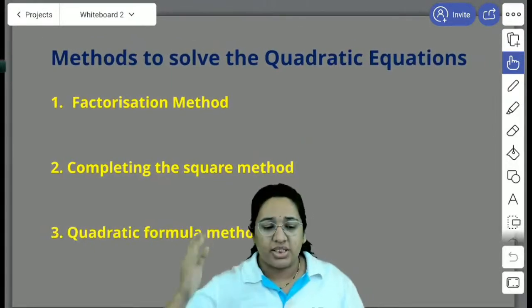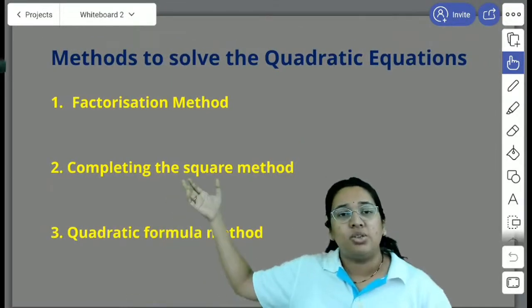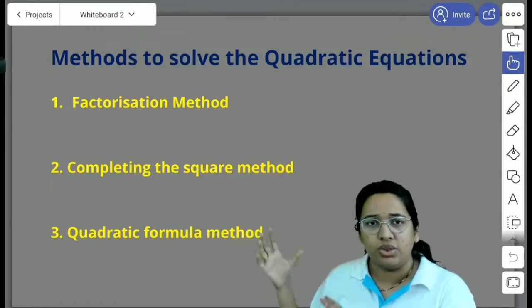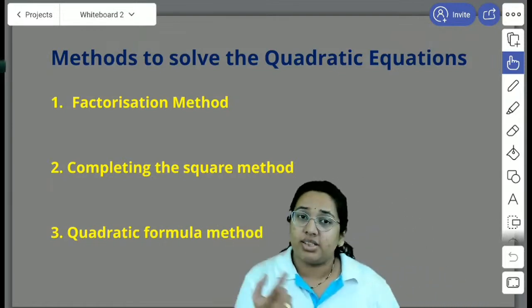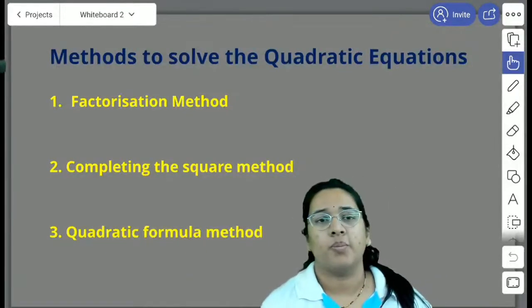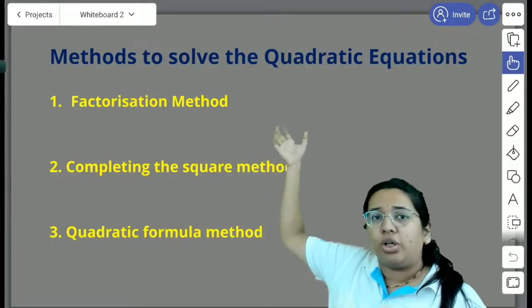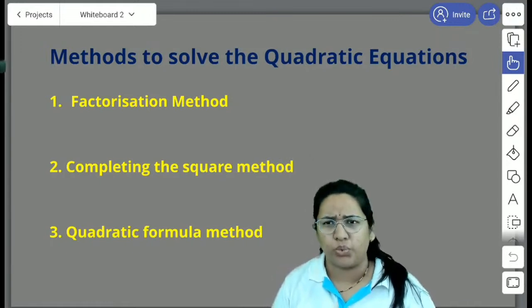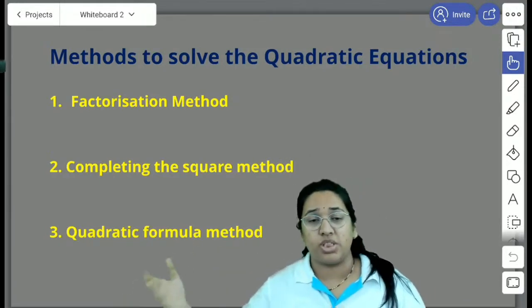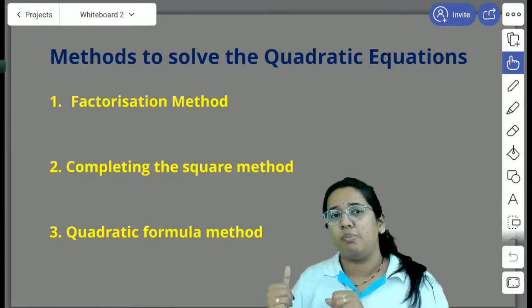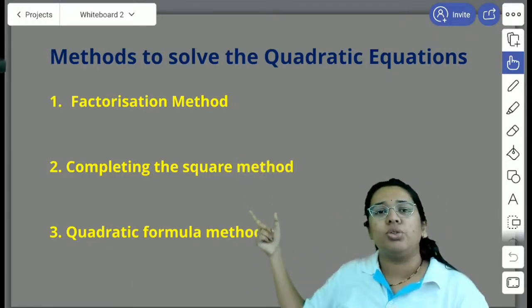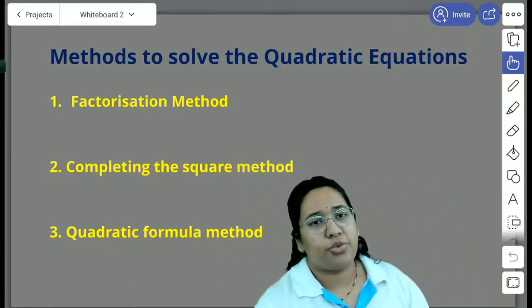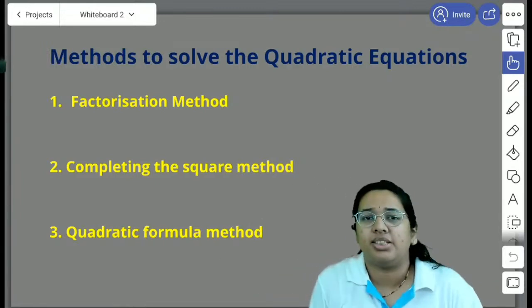So for the first half of your syllabus, you just have to check the methods to solve the quadratic equation. They might ask you many types of questions: solve this quadratic equation, or there might be a word problem based on it, where we have to go through these three concepts. The first part is the factorization method.